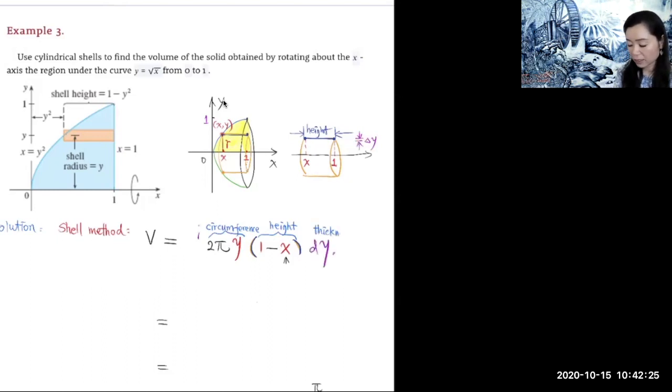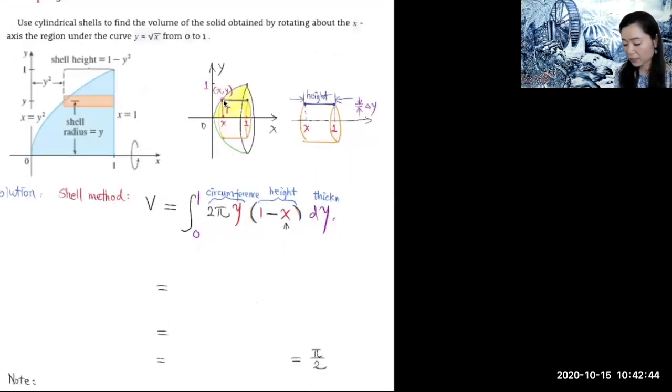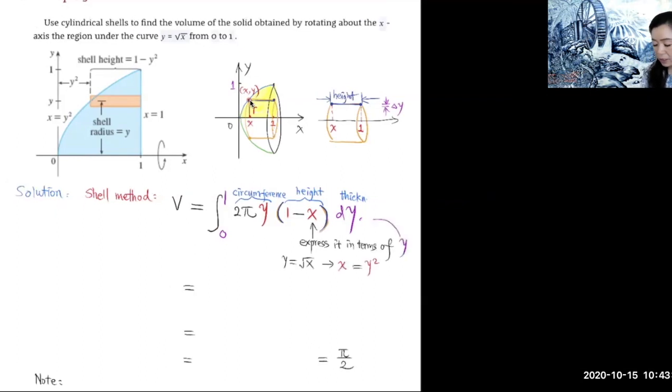And we add all those shells up, using an integral. So the y over here goes from 0 to 1. So that's the integral for the volume of this solid here. Now, because this is an integral with respect to y, we want to express everything in terms of y. So express x in terms of y. X is this point on y equals square root of x. So y is equal to square root of x. Solve for x: x will be equal to y squared.